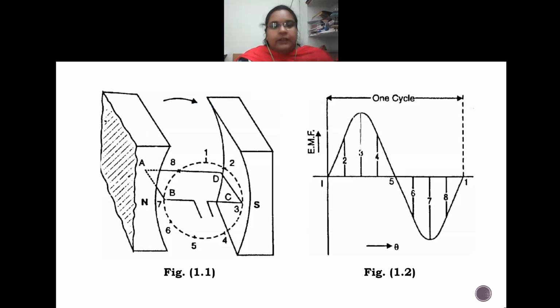So he is saying that we have a simple loop conductor which is labeled as ABCD, and this conductor is being moved in a magnetic field. And what is the direction of the motion of the conductor? It is a clockwise motion. We are rotating the conductor in a clockwise direction.